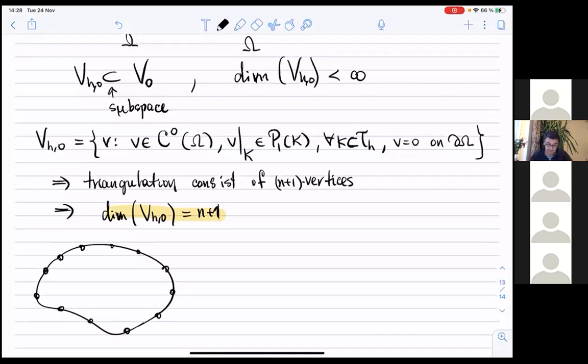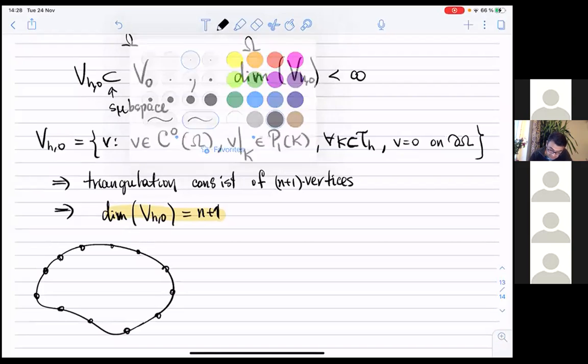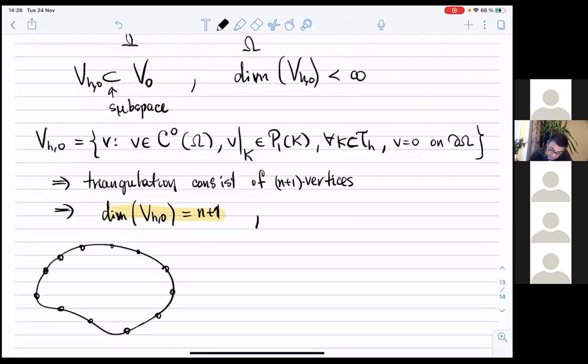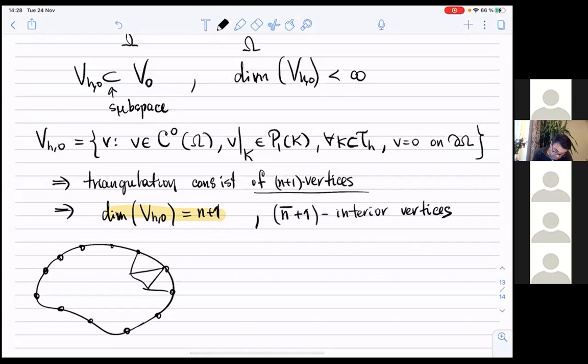Yeah, so I don't have it in my notes, but I want to make sure that, let me just say, we triangulate by n plus 1 vertices, but let me say that we have n bar plus 1 interior vertices. So let's say that we have this triangulation like this. So these are interior vertices.